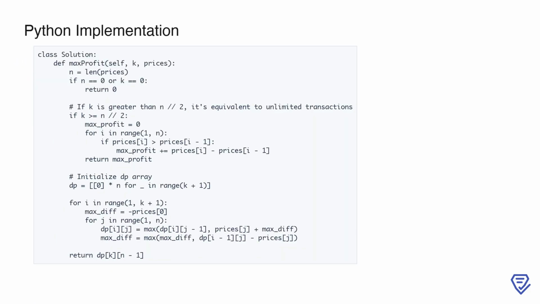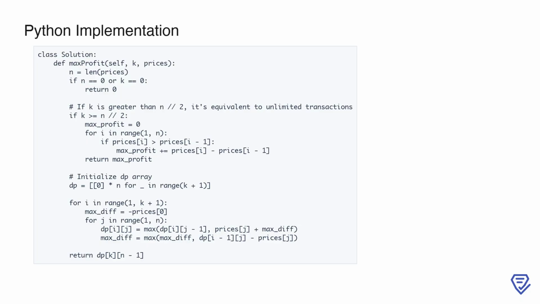This code solves LeetCode problem number 188, Best Time to Buy and Sell Stock IV, using a dynamic programming approach. The goal is to maximize profit using at most k transactions over the given stock prices array. First, the code handles edge cases where the prices array is empty, n equals 0, or the number of transactions k is 0, immediately returning 0 since no profit can be made.